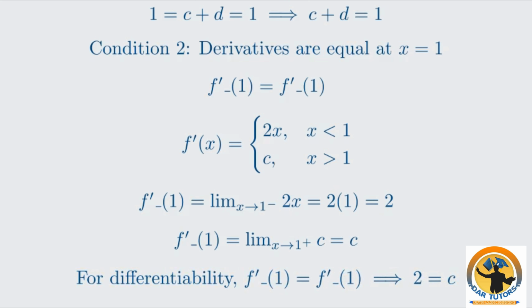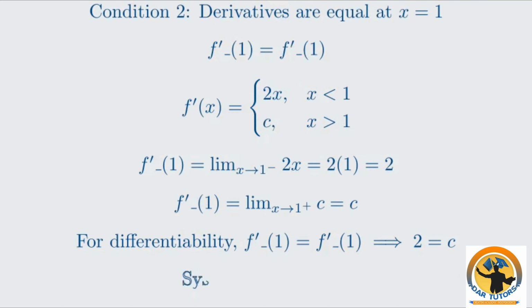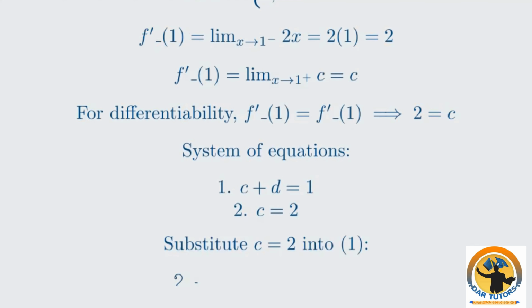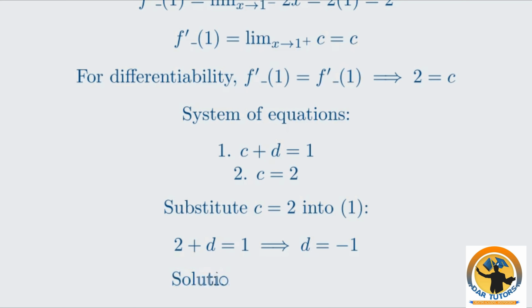We now have a system of two equations with two variables. Our equations are c plus d equals 1 and c equals 2. Substituting c equals 2 into the first equation gives us 2 plus d equals 1, which means d must be negative 1. Therefore, the function is differentiable at x equals 1 when c equals 2 and d equals negative 1. This ensures the two pieces of the function meet smoothly at x equals 1 with no sharp corner.